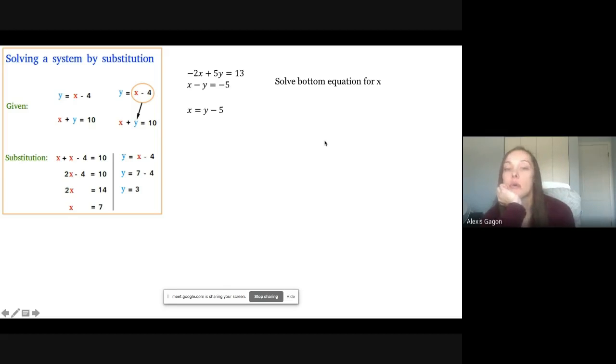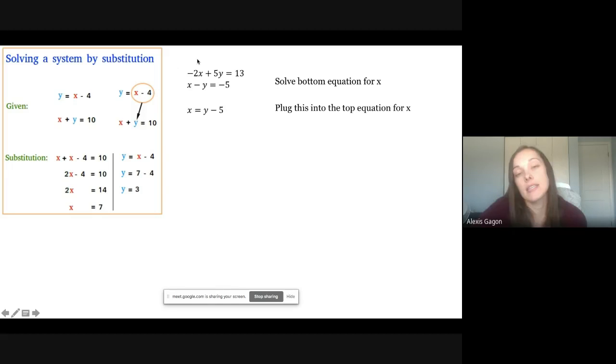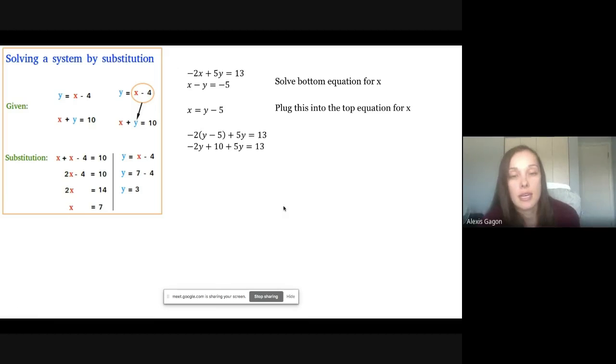And that's going to be x equals y minus 5, because I just added y to both sides. And then we used the bottom equation, so I'm just going to ignore it. And I'm going to plug this back into the top equation for that x right there. So that's going to be negative 2 times y minus 5 plus 5y equals 13. Solve this. You should know how to solve equations like this. We just distribute that negative 2 in. So that's negative 2y, and then negative 2 times negative 5 is a positive 10. Remember, negative times negative is a positive. And then plus 5y equals 13.